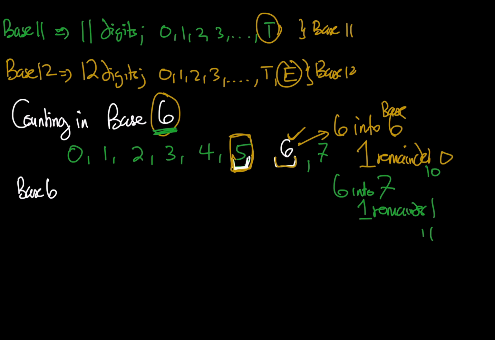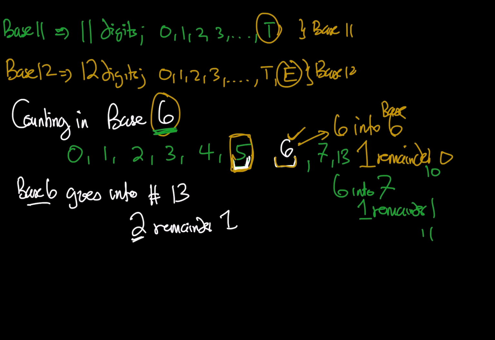If we take the next number, let's say 13, we're going to ask how many times base 6 goes into the number 13. It's going to be 2, remainder 1. Do you know why? Because base 6 will go into 13 twice. That gives us 12, and there's still going to be a remainder of 1, which is basically 21, writing in that particular sequence. All right. So the same approach can be used to count in other bases.